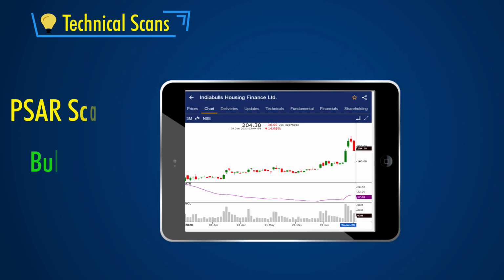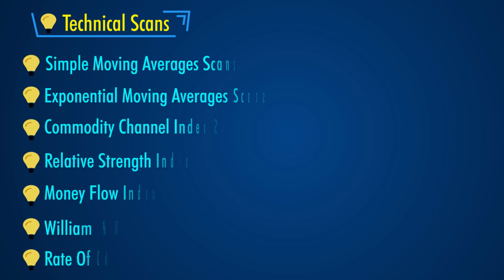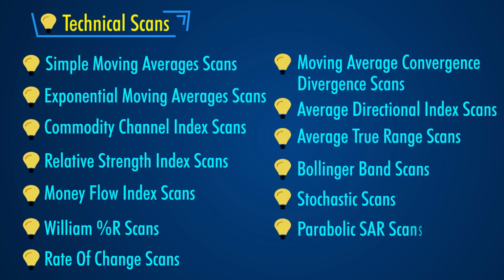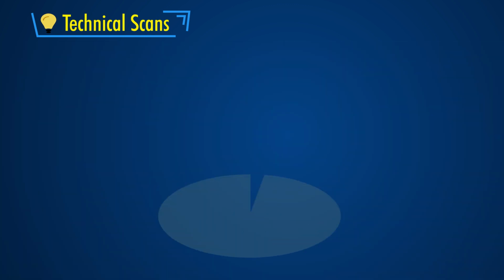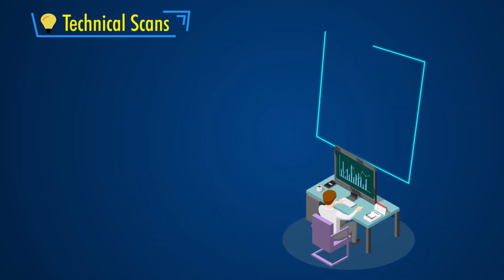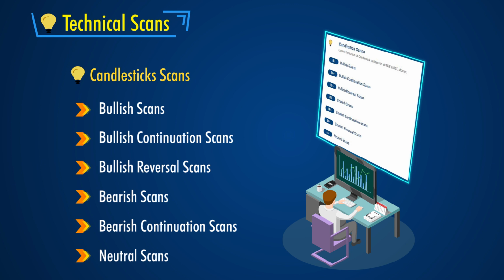With the help of the above technical indicator scans, traders can easily filter out the stocks based on if the ongoing trend will continue or not. Traders can also combine these scans with other technical scans like candlestick scans for confirmation, about which we will be discussing in our other videos.